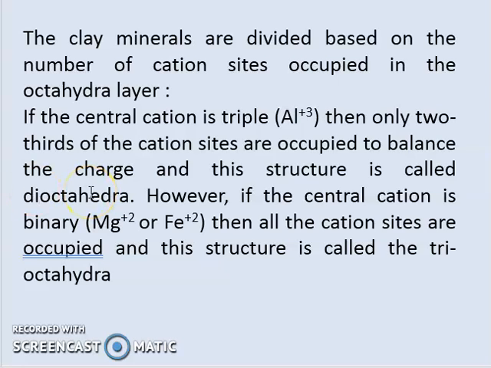So to summarize what we mentioned, the clay minerals are divided based on the number of cation sites occupied in the octahedral layer. If the central cation is triple, like aluminum, then only 2/3 of the cation sites are occupied to balance the charge, and this structure is called dioctahedra. However, if the central cation is a binary metal like magnesium or iron, then all cation sites are occupied, and this structure is called trioctahedra.